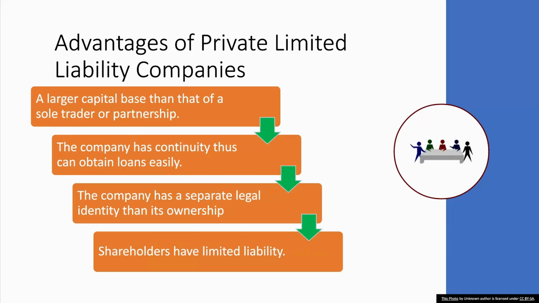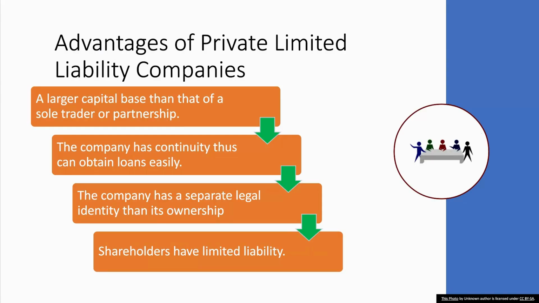What are some advantages of having a private limited liability company? The first one, a larger capital base than that of a sole trader or partnership. They have a maximum of 20 persons who are investing into the business. A sole trader only has one owner and a partnership can have a lesser amount than a private limited liability company. Therefore, the private limited liability company would be able to get more capital from its owners.